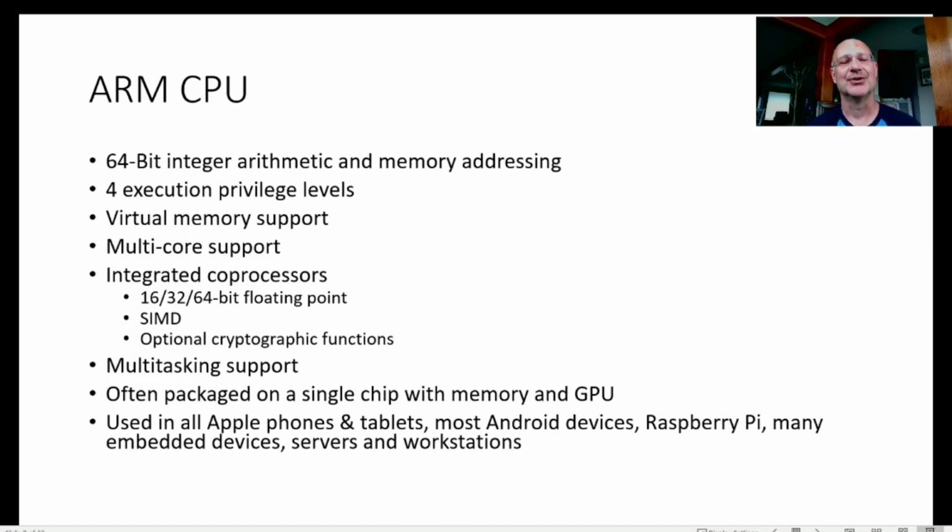And often ARM CPUs are packaged on a single chip with the memory and GPU all on the same chip. So you see in the Raspberry Pi that it is one big chip, and then there's not much else. There are a few smaller chips, but the main processing is all on the one chip, everything bundled together under a single bit of silicon. And of course, ARM CPUs are used everywhere. They're in all Apple phones and tablets, and they're in most Android devices. Of course, Raspberry Pi, many embedded devices, servers, and workstations. And it's even rumored that the Apple Mac computer is going to switch to the ARM processor next year, so that'll be exciting.